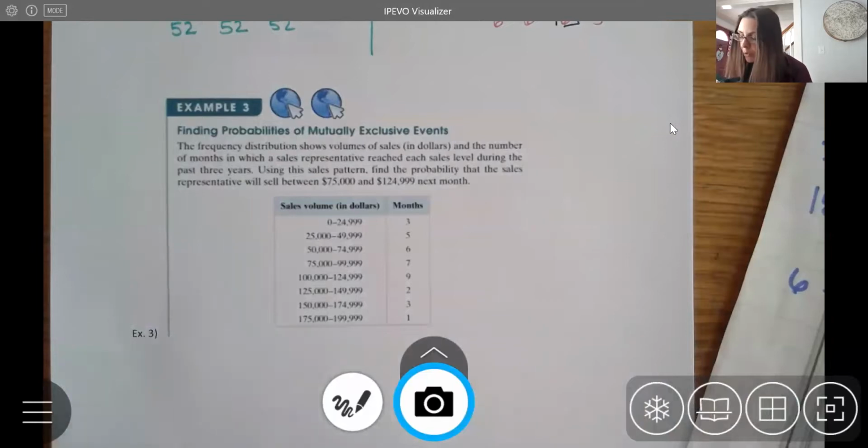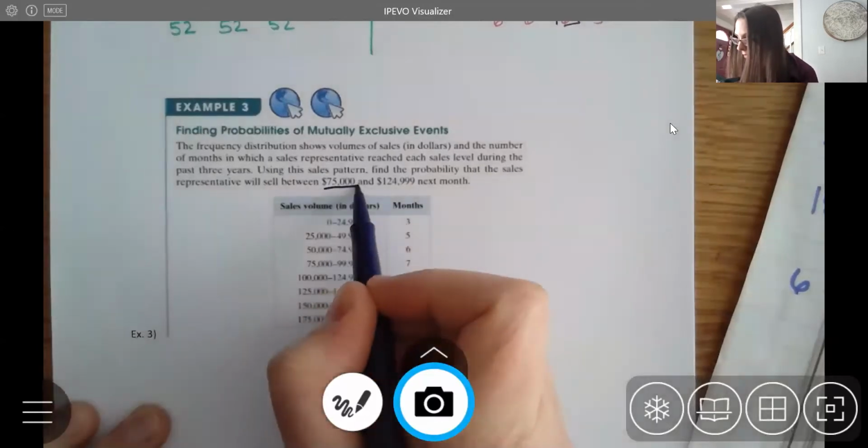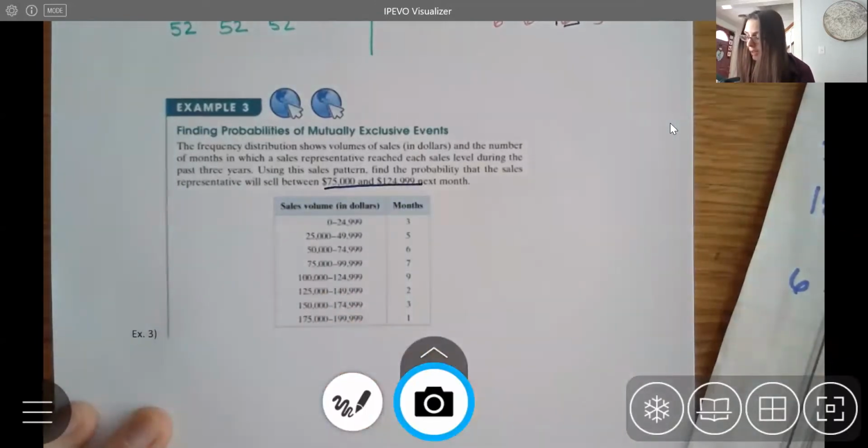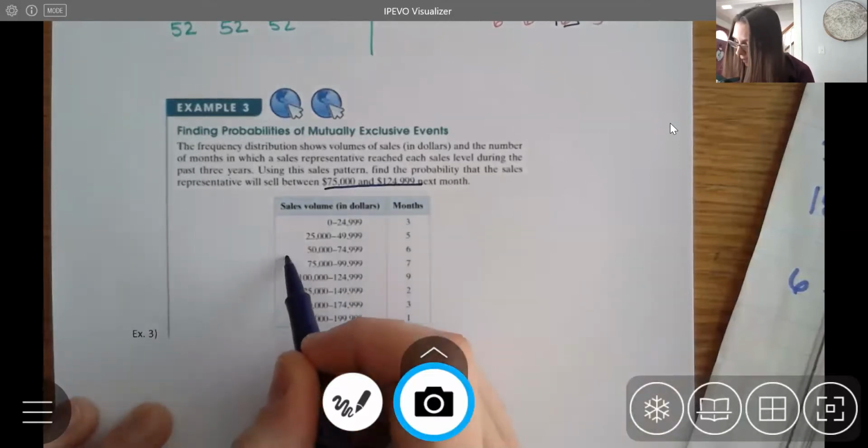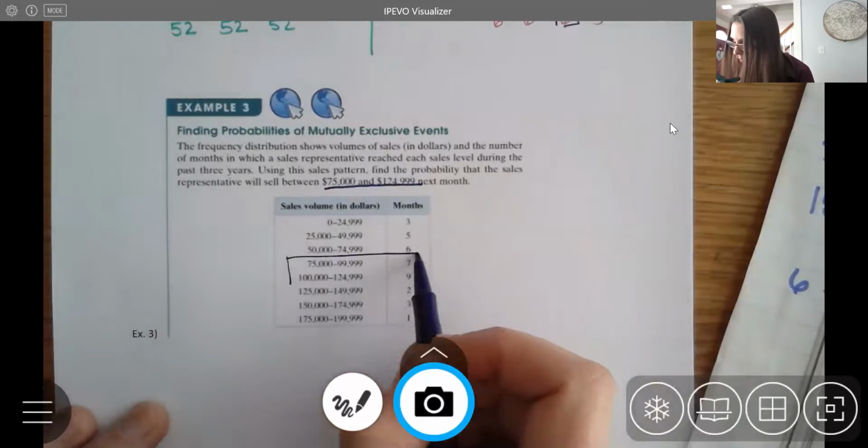Okay, so finding the probabilities of mutually exclusive events. The frequency distribution shows volume of sales in dollars and the number of months in which a sales representative reached each sales level during the past 3 years. Using this sales pattern, find the probability that the sales representative will sell between $75,000 and $124,999 next month. So if I look at my table here, I can see that I'm actually looking at these 2 groups, right?